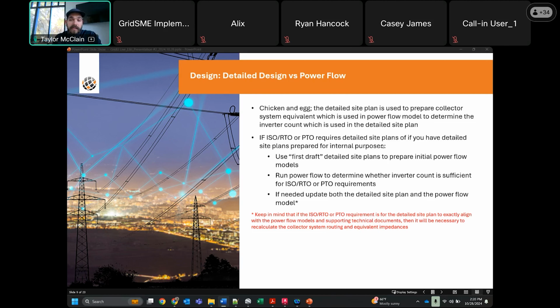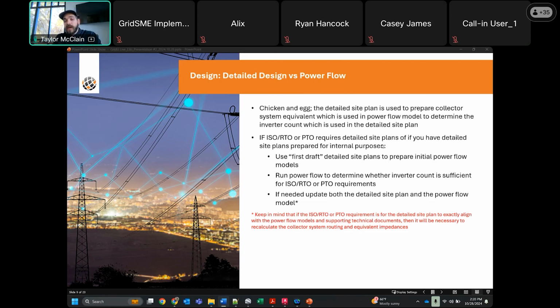But at that point, you have your first draft of both the site plan and the power flow model pulled together. And you'll basically at that point update them both. Starting with the site plan again, you'll update the site plan to have the correct inverter count. And then the consultant can go back, reconfigure the impedance values for the collector system, recalculate the MVA installed capacity, megawatts with the new inverter count, and then you can move forward with the project.